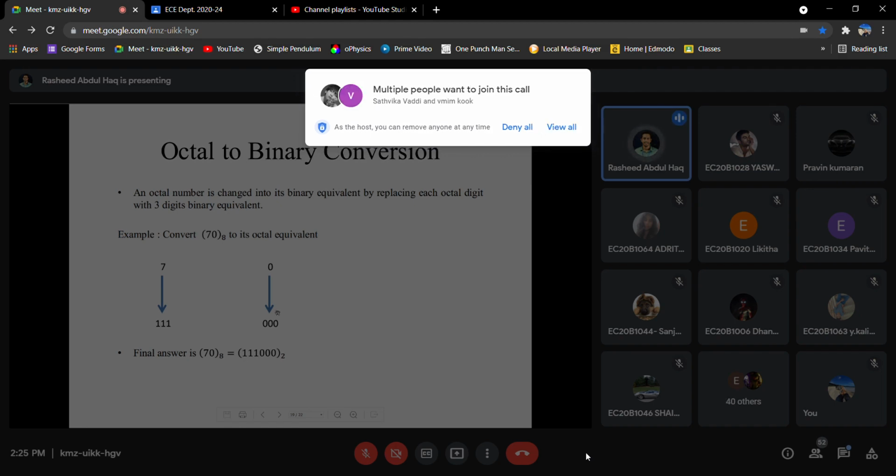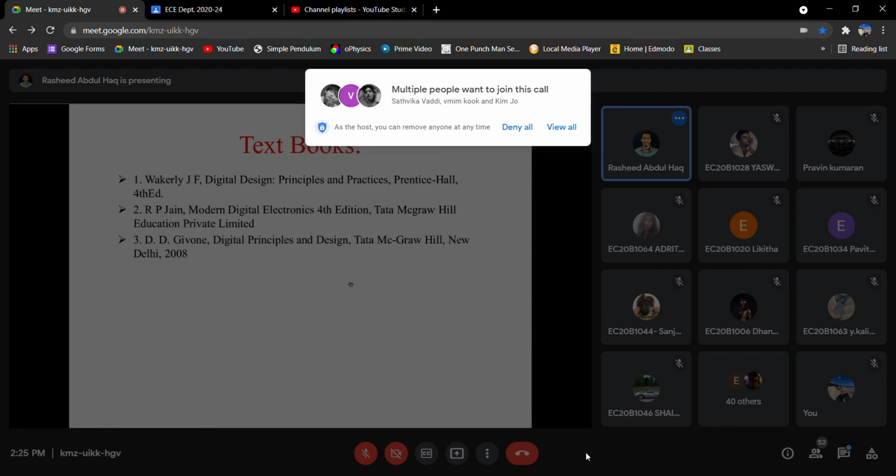So with this, I am stopping today's class. If anybody has any doubt, please ask. These are the textbooks which you can use for studying the subject. Any doubt? Please ask.